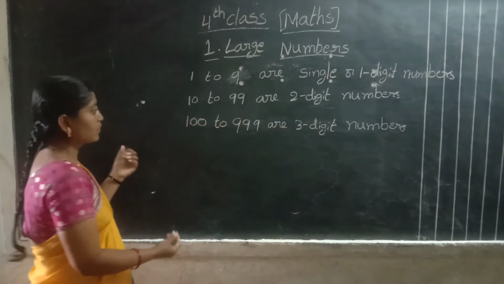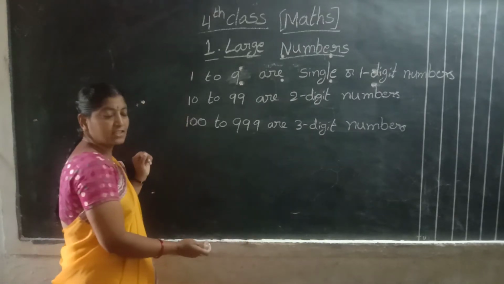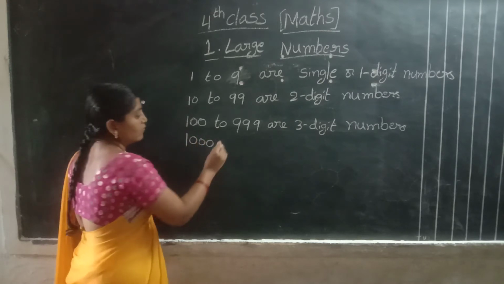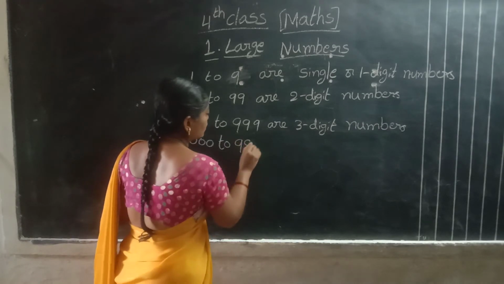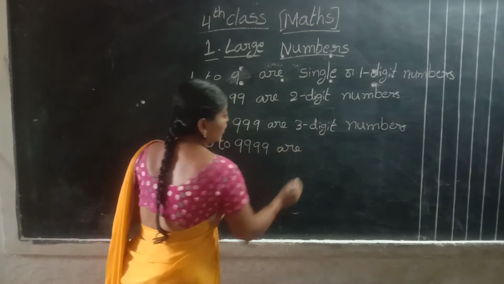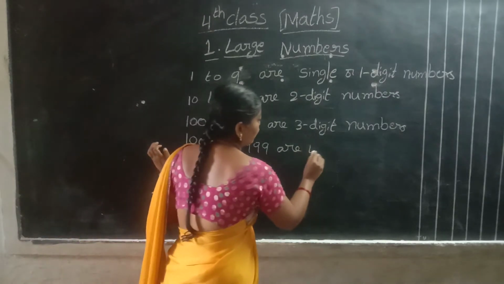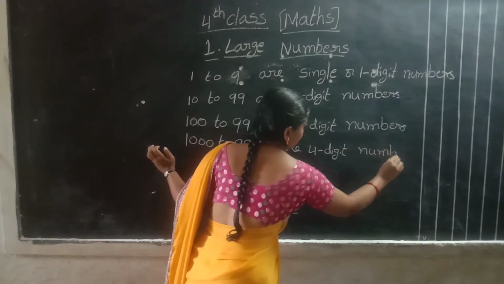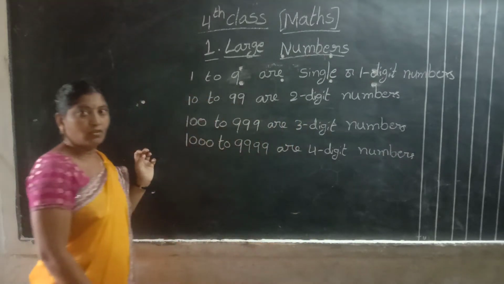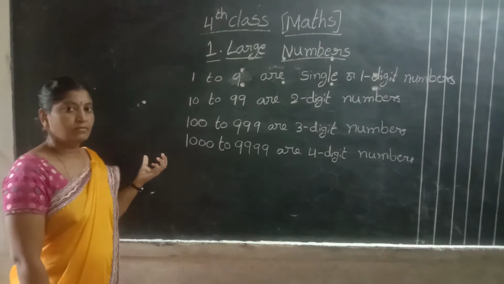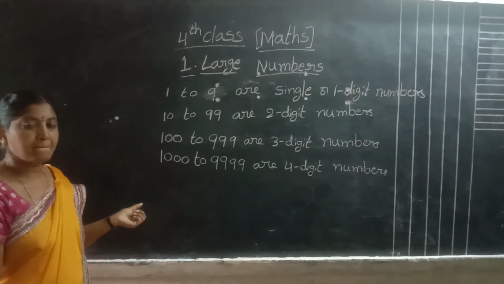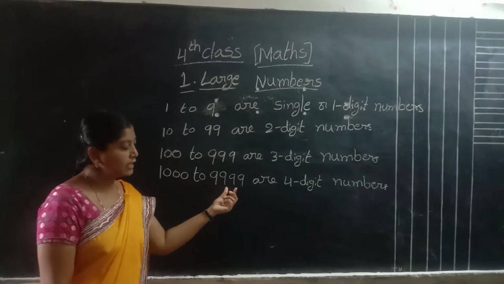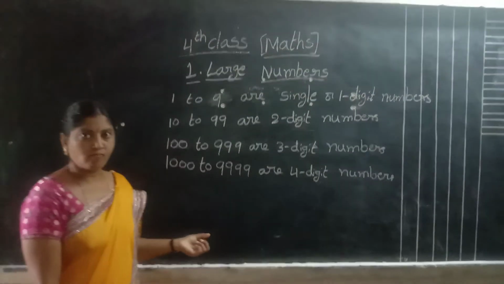Next comes 4 digit numbers. 4 digit numbers start from 1000 to 9999. How many digits, children? 4 digit numbers.